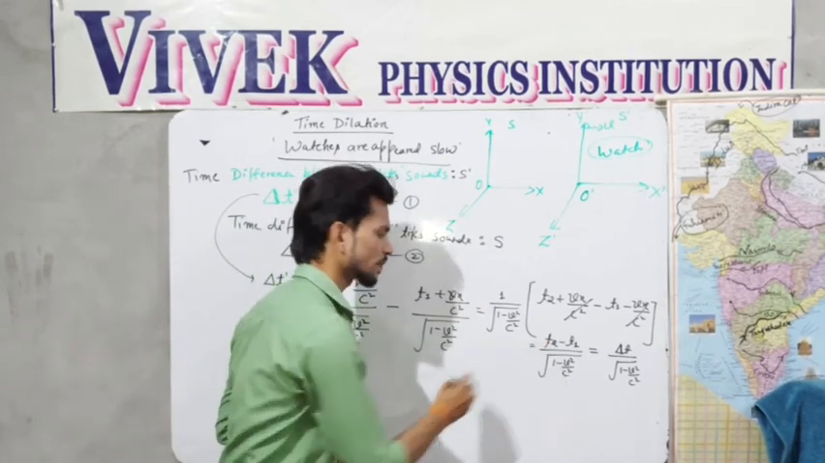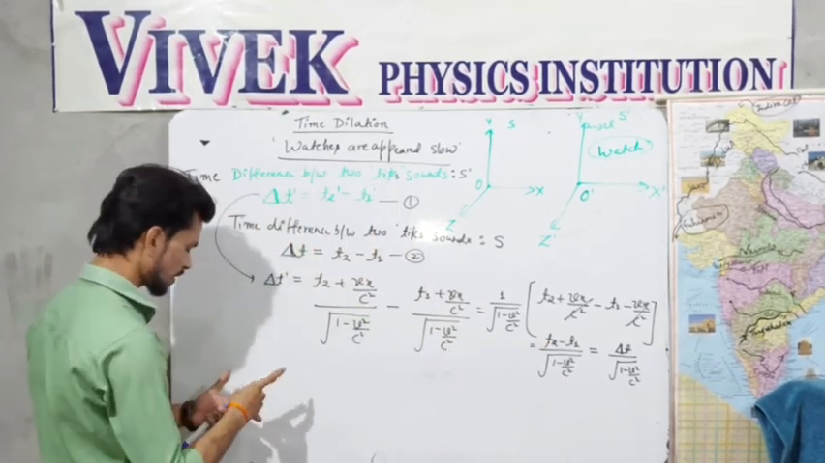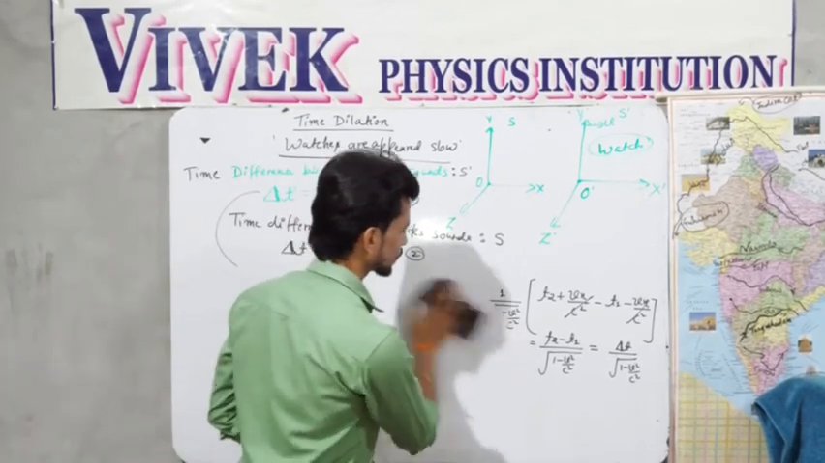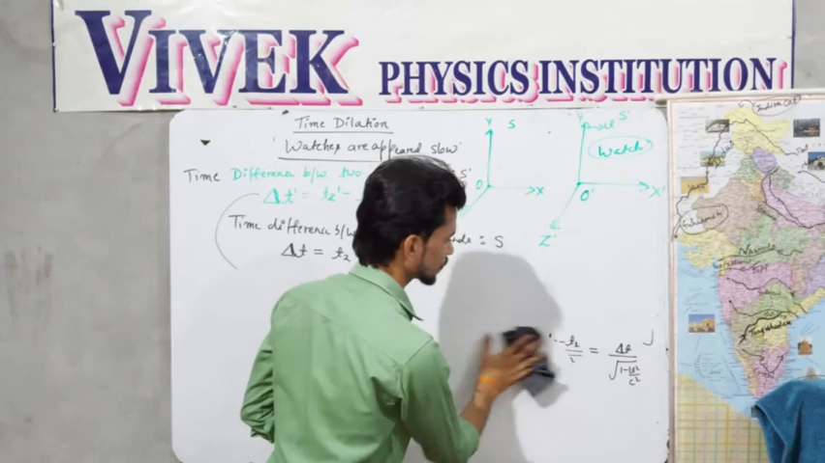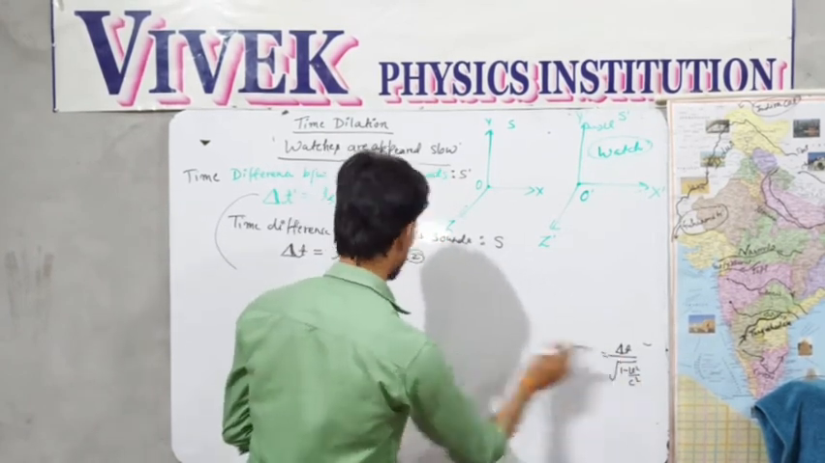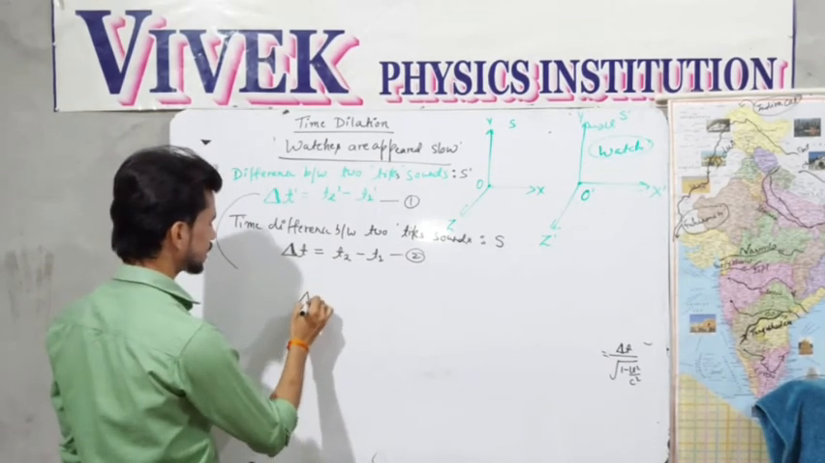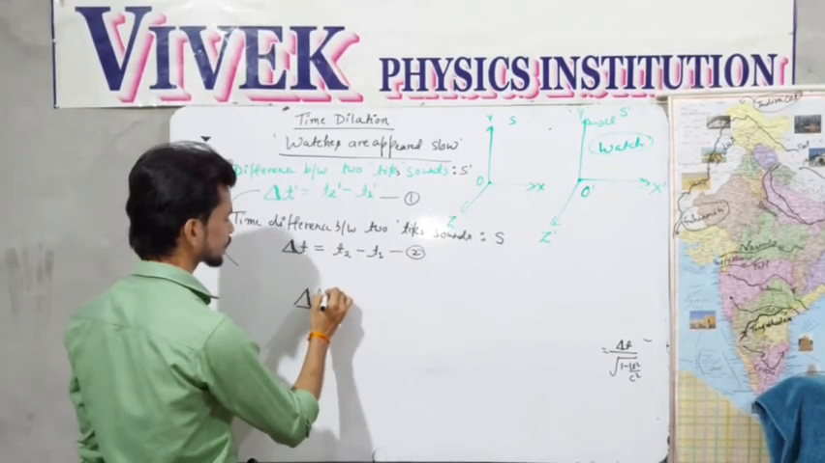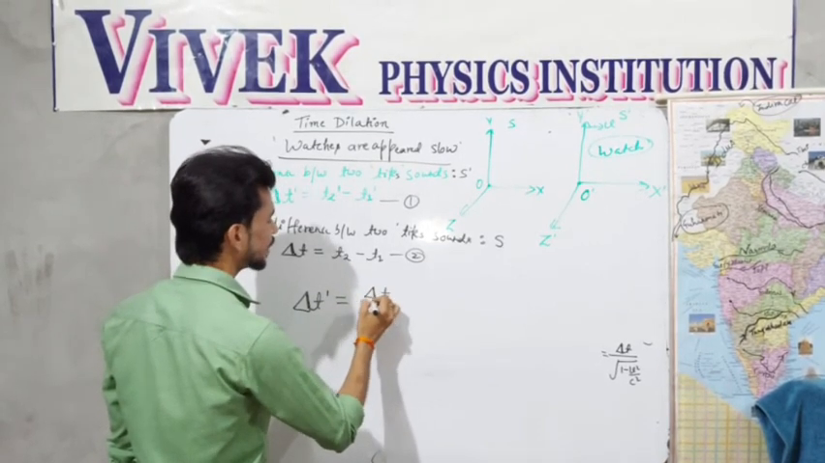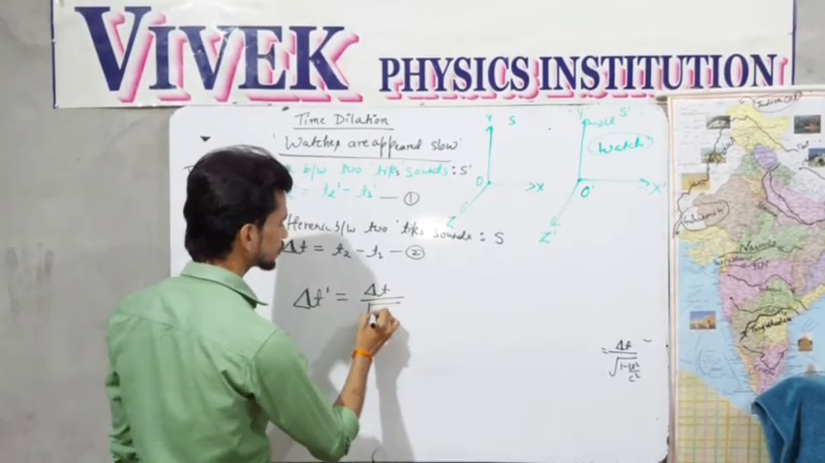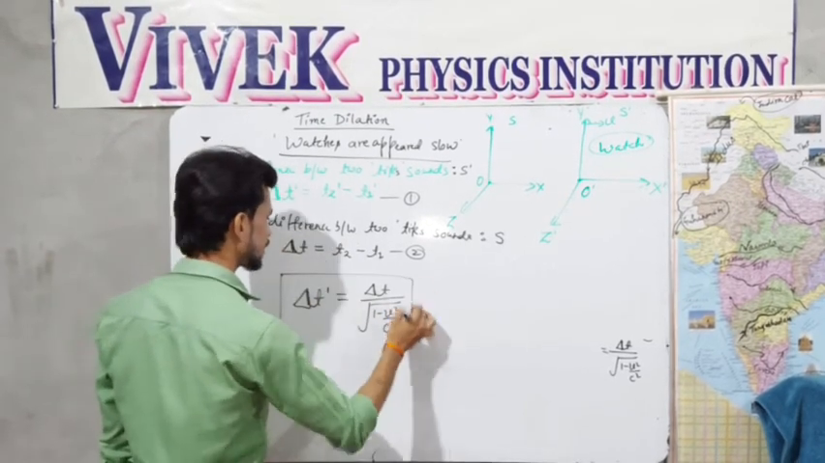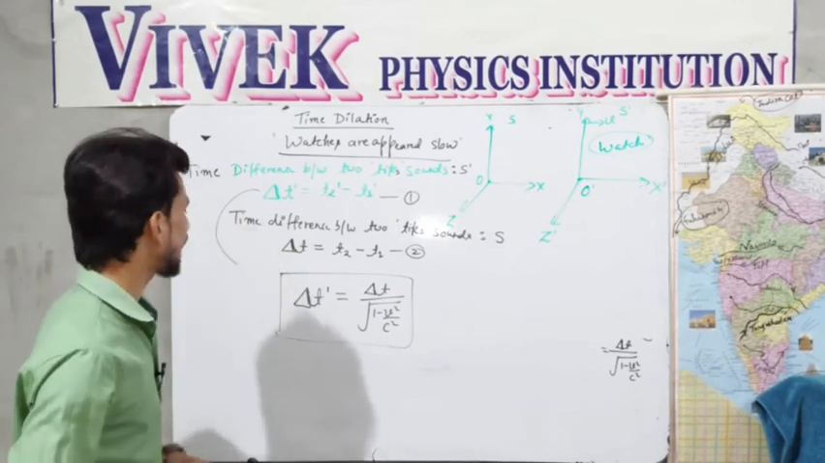Delta t dash. So delta t dash, what we have obtained up till now, is this one value. This is delta t dash equal to delta t divided by under root 1 minus v square upon c square. So this is what we have, the expression for time dilation.